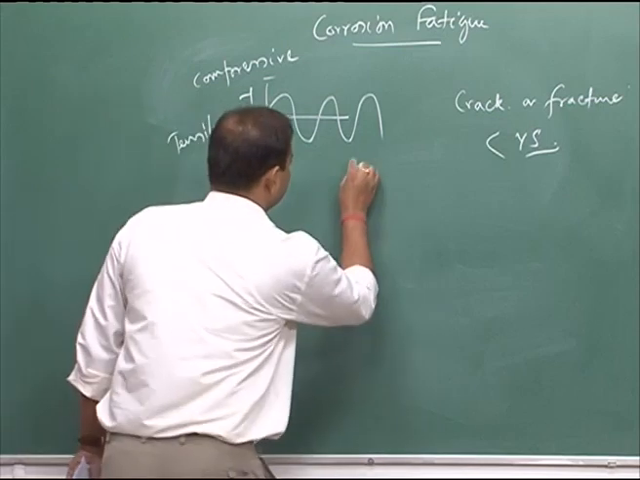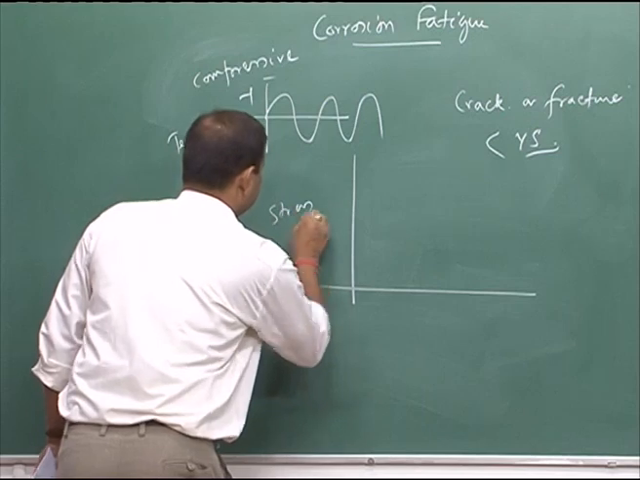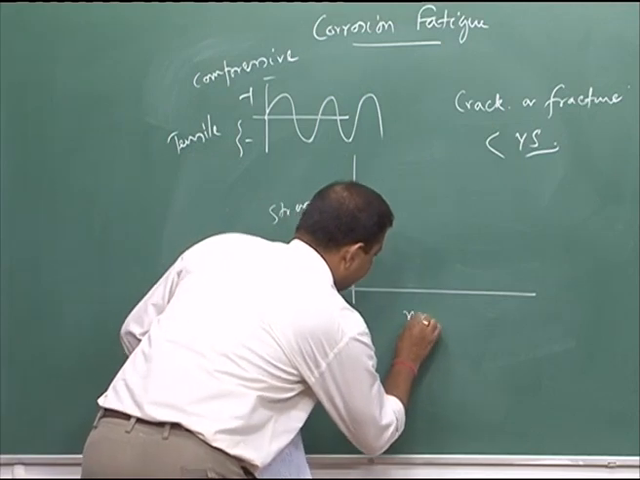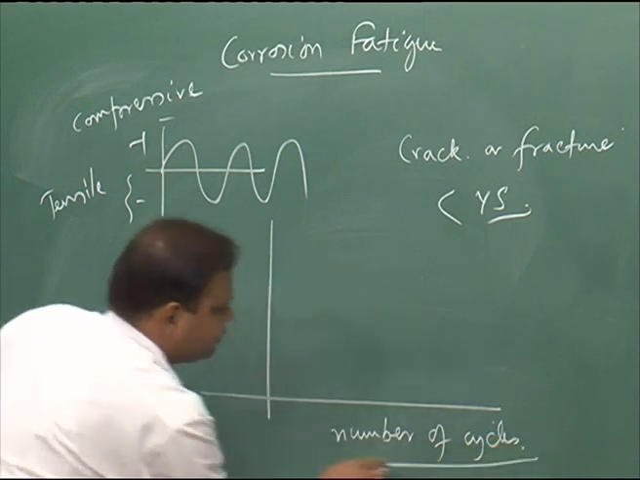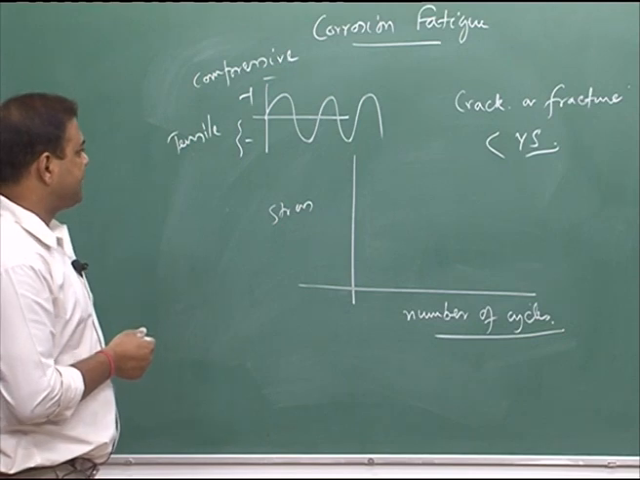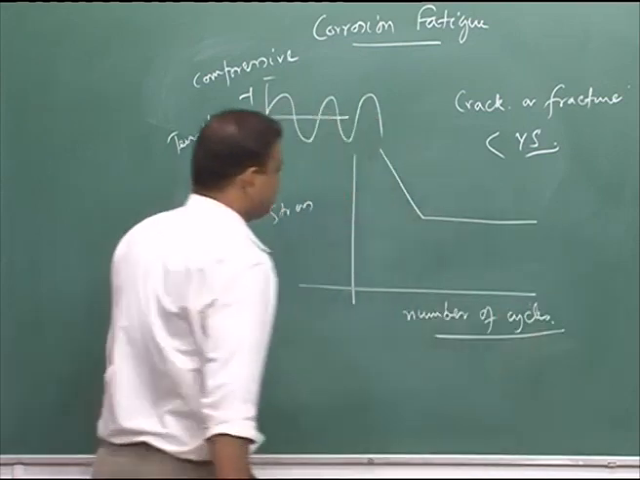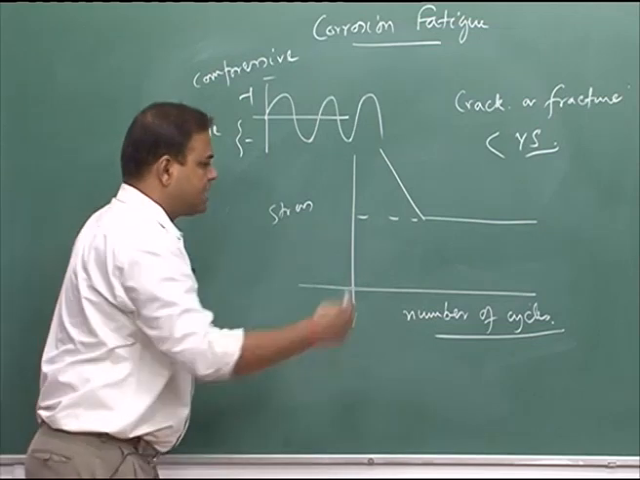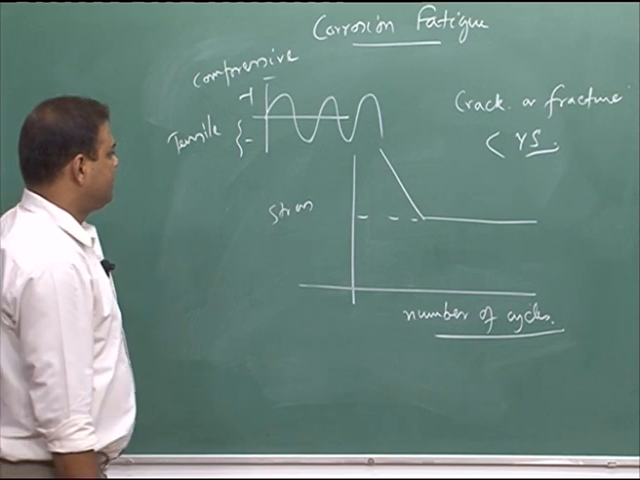If you would like to see the stress level, and then the number of cycles at which we have the fatigue crack formation or fatigue fracture. For a particular steel, let us say the curve is like this. That means this is my fatigue limit. So, below this stress we can have n number of cycles without any fatigue failure.